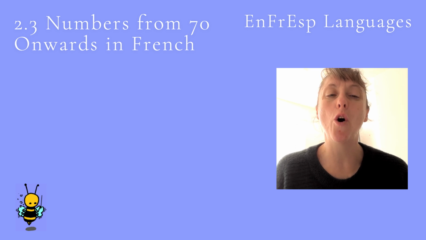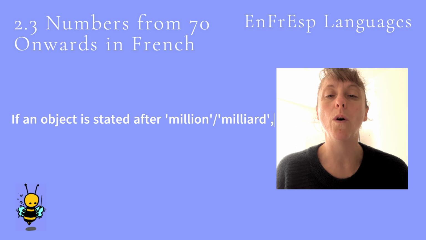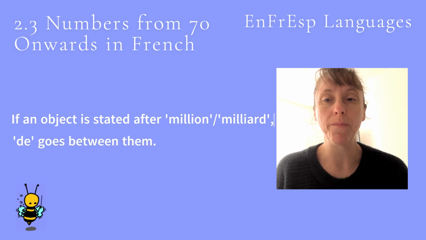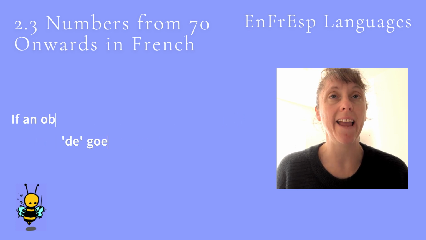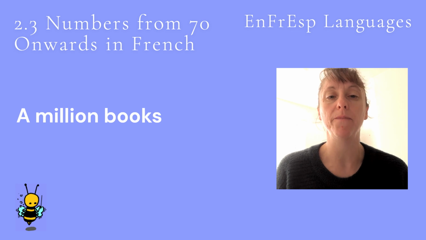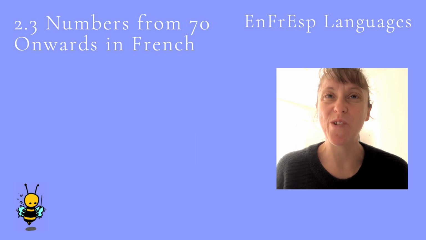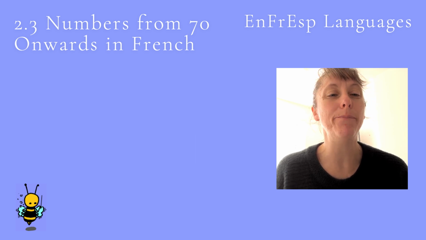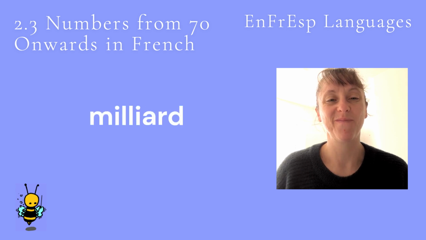Note that if an object is going to be said after million or milliard, the word de, meaning of, needs to be added. For example, if you wanted to say 1,000,000 books, you would say un million de livres. Let's hear the words for million and billion again. Million. Milliard.